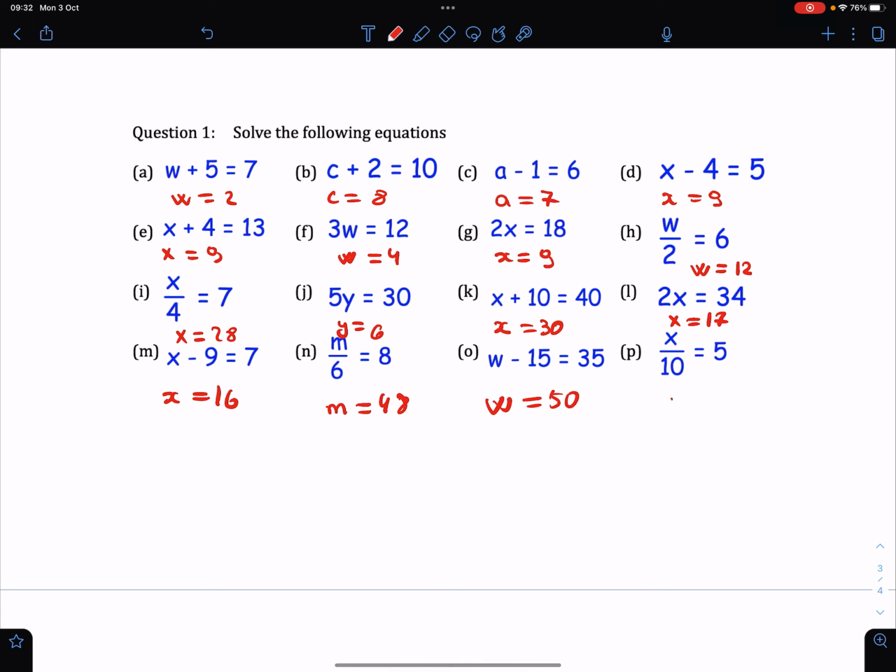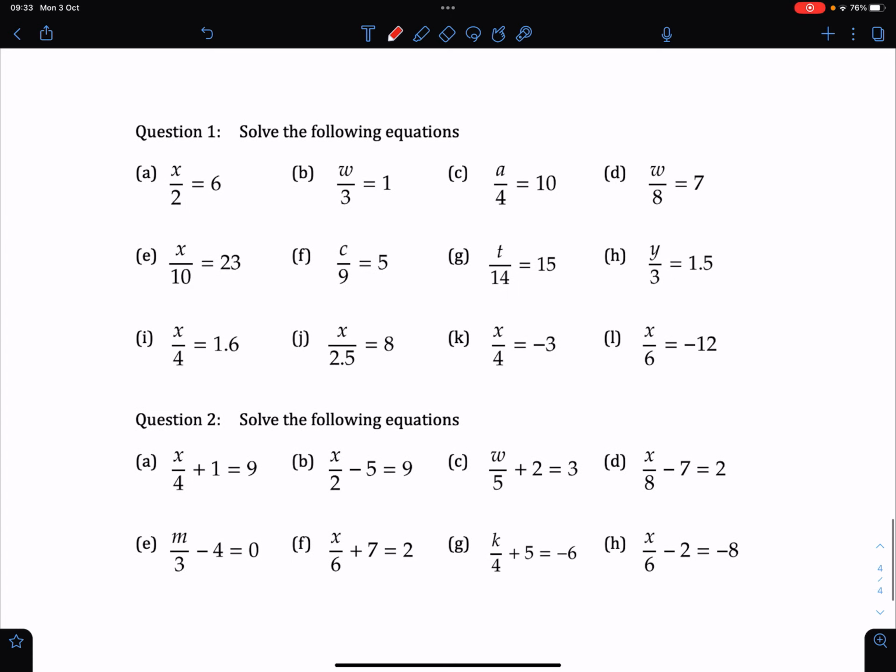50. X over 10 equals to 5. Adam, X is? X is 50 also? Okay. So now, John, X over 2 equals to 6. X is? 12. W over 3 equals to 1. W is?